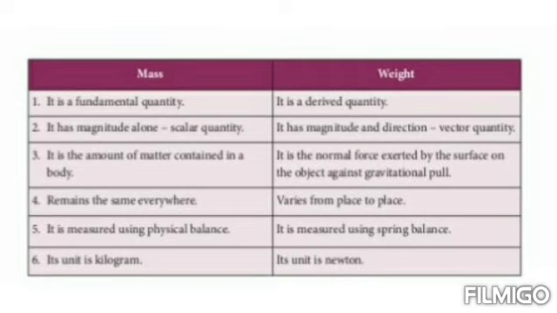Then fifth point, the mass is measured using physical balance. The weight is measured using spring balance. Then sixth point, its unit is kilogram and weight unit is Newton. So Newton, you write the spelling starting with a small letter, N-E-W-T-O-N. Otherwise, you have to write capital N alone. If you write in words, the first letter should be a small letter. Students, if you don't know the spelling, just write capital N.